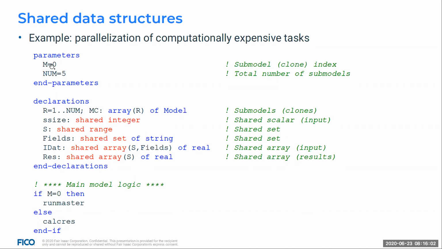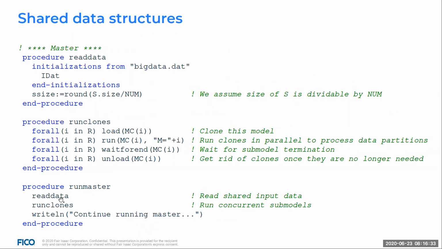I'm using a parameter to indicate, am I in the master, which is index 0 here, or in some submodel, and the submodels will have indices 1, 2, 3, well, up to 5 actually. This is also the number of submodels I would like to create here. Now the master is going to run a routine, and if I'm not in the master, then I'm going to do some treatment on data, calculate some information. So the master reads data from some external source. It generates the clones, runs these clones, and waits for them to terminate.